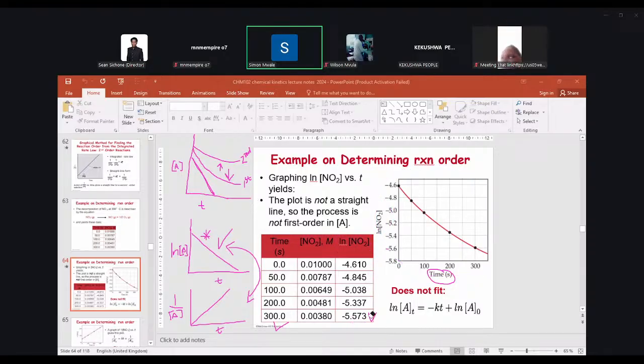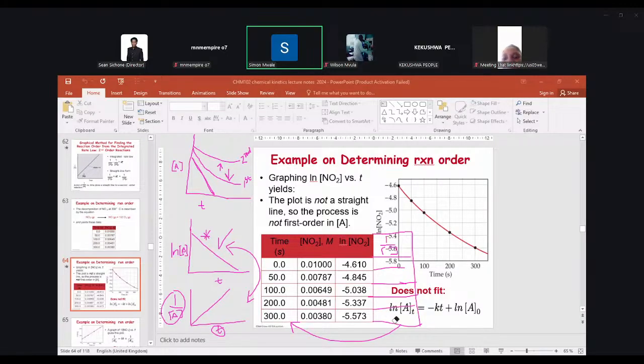Now, what am I supposed to plot for a second order? For a second order, what I'm supposed to plot is 1 over the concentration, okay, against time. So the inverse of the concentration. So what that means is that I extend the table here again, and I calculate the 1 over the concentration. I put in the value there, I calculate the inverse. Then that data, I'm going to plot it now against time and check whether it will give me a straight line.